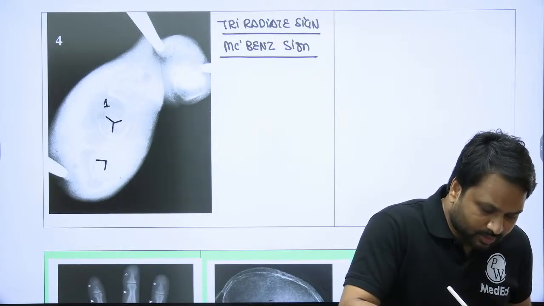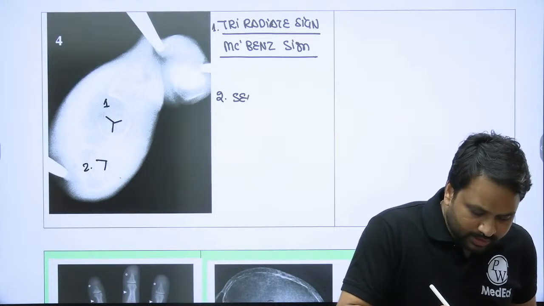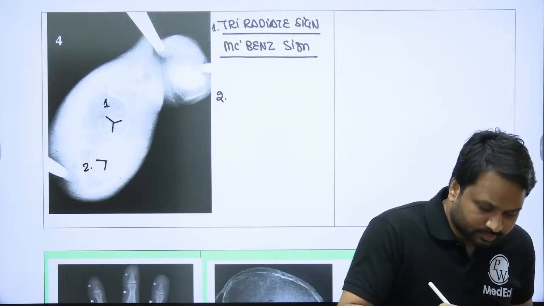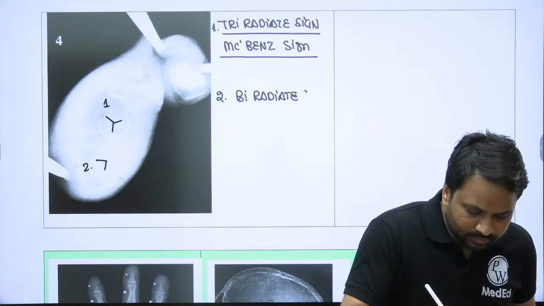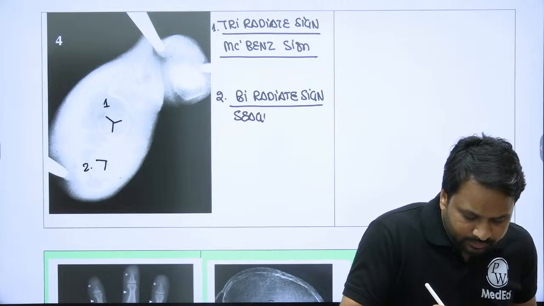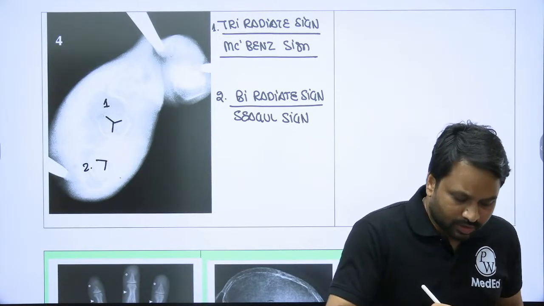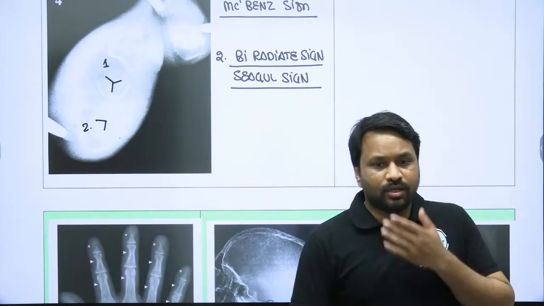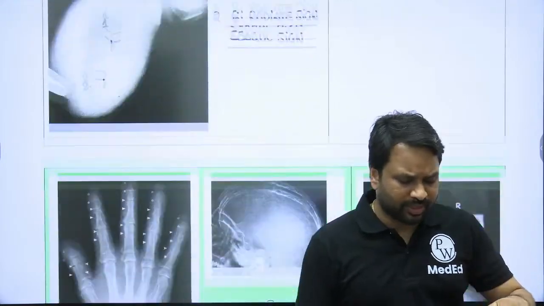The second sign, which is here, is what we call the seagull sign. So seagull sign is a biradiate sign. A biradiate sign is what we call a seagull sign, right? So this is with respect to the gallstone images, the biliary images, right?